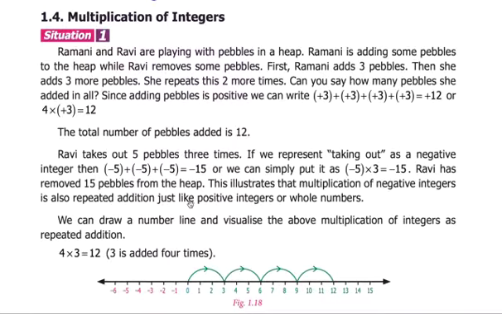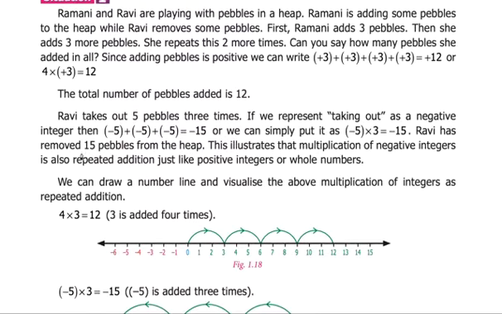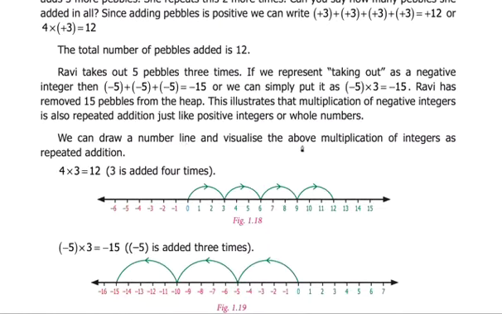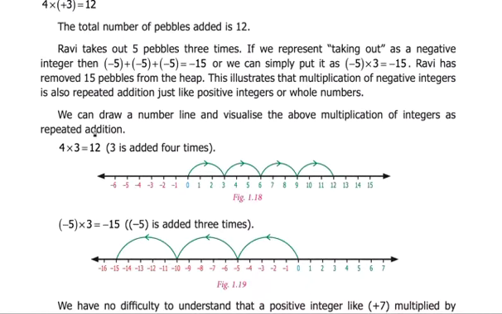Ravi takes out 5 pebbles 3 times, that is minus 15. If we represent taking out as a negative integer, then minus 5 plus minus 5 plus minus 5 is minus 15, or simply we can write minus 5 into 3. Ravi has removed 15 pebbles from the heap. This illustrates that multiplication of negative integers is also repeated addition, just like positive integers and whole numbers. We can draw a number line and visualize the above multiplication of integers as repeated addition.